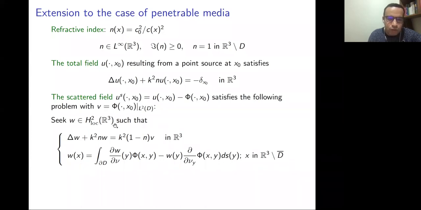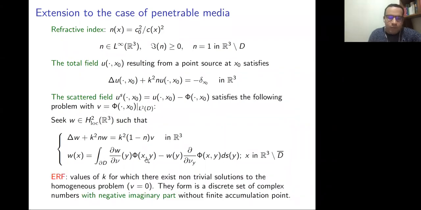Now it's in H2, and the incident field is encoded in this function v. Similarly to the case of the Dirichlet problem, I can encode the radiation condition in terms of this representation of the scattered field outside the domain D, where the domain D is now the support of n minus 1. So n equals 1 outside D.